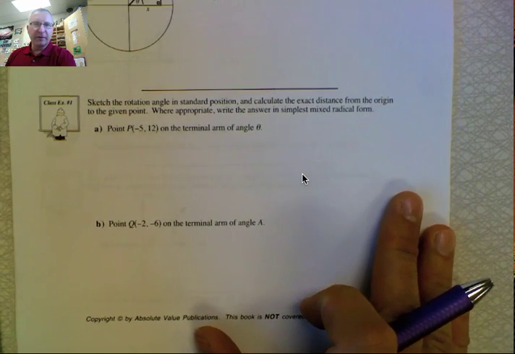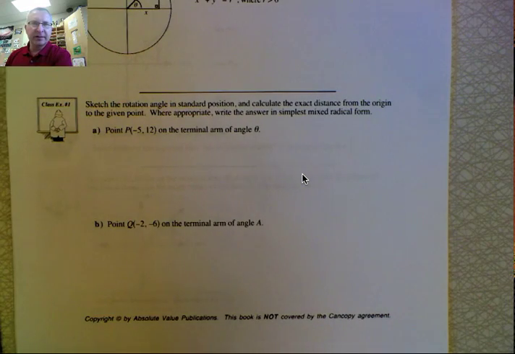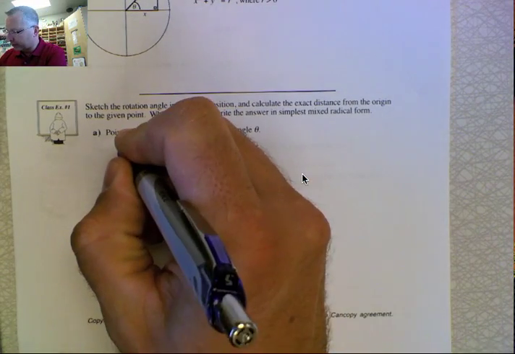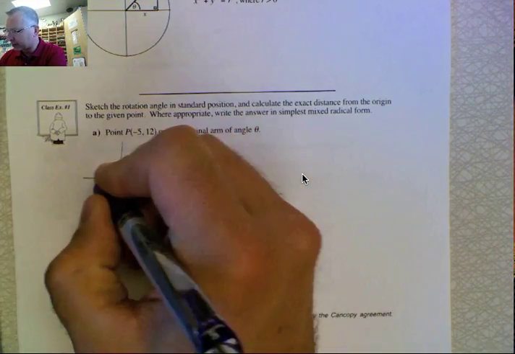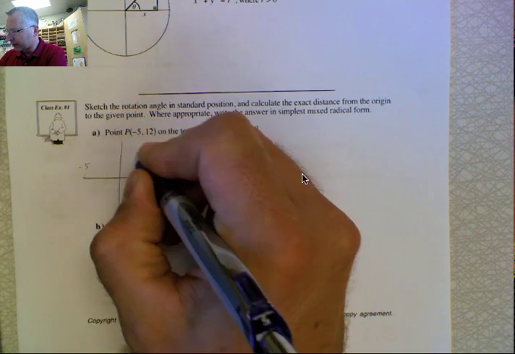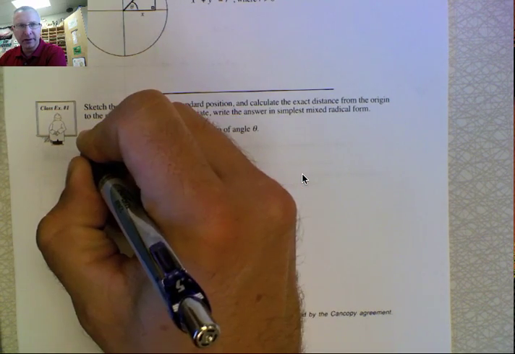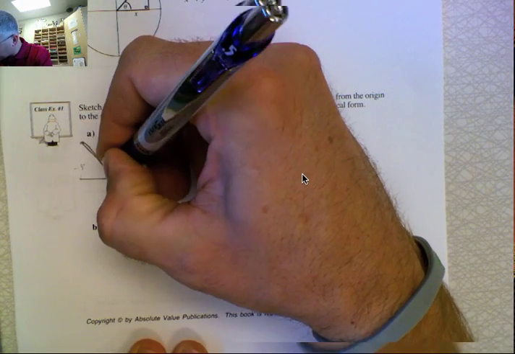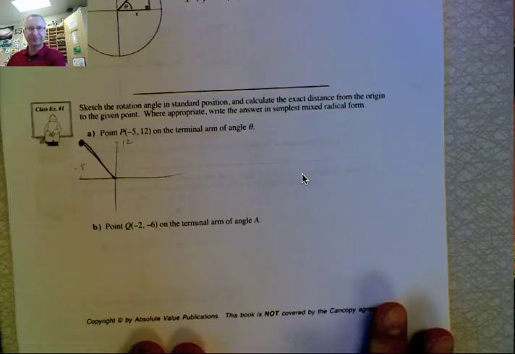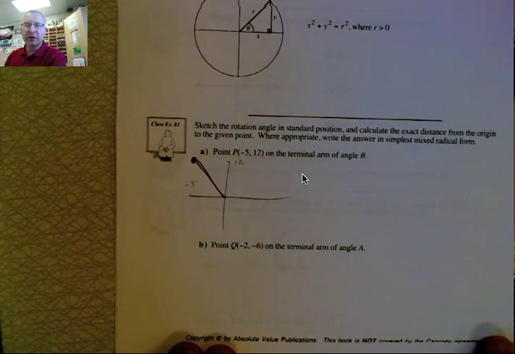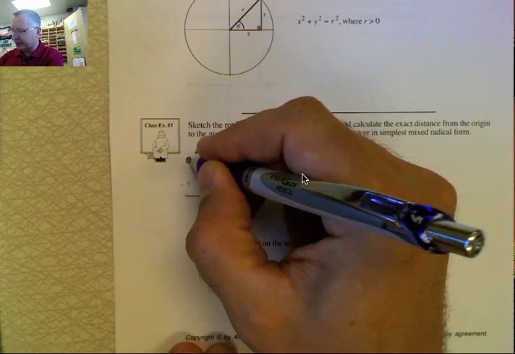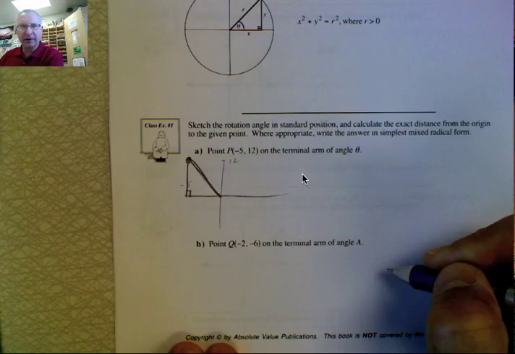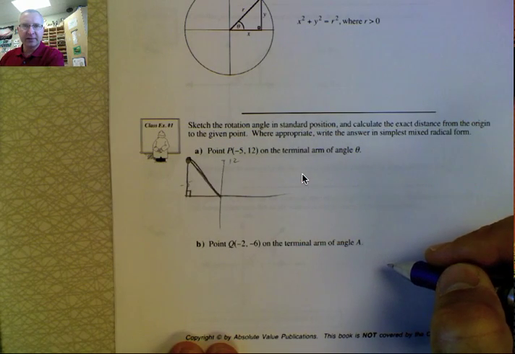Now if we look at the first example, it says sketch the rotation angle that goes through the point -5 and 12. Okay, so if I look at this, well, -5 is over here and 12 is up here. So -5 and 12 is this point up here. It's up here in the second quadrant. Now, to create a right triangle with this terminal arm, we always draw a line down to our x-axis.